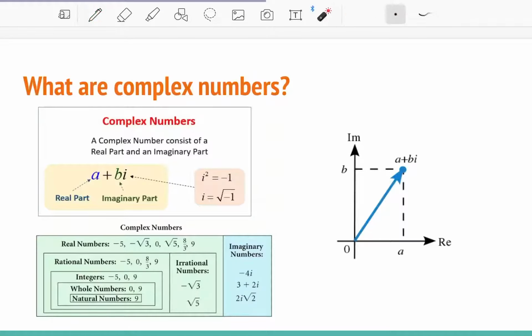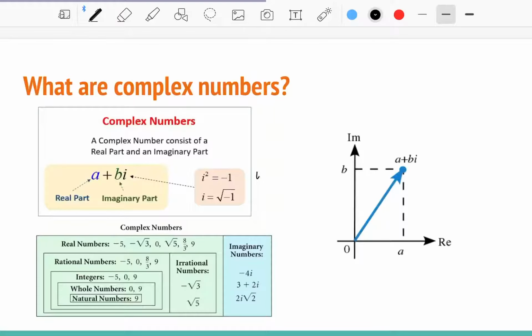It has a real part, which could be a real number, a rational number, an integer, a whole number, a natural number, or an irrational number, and an imaginary part. And this imaginary part might have some multiplier, but it's got an i at the end of it. And we know that i is the square root of -1. We can go from there and see that i squared becomes -1.